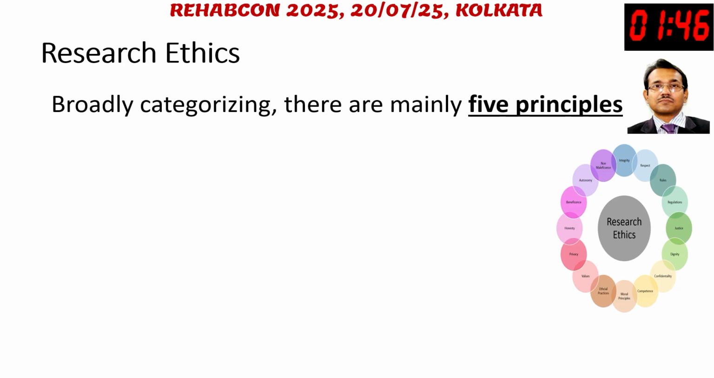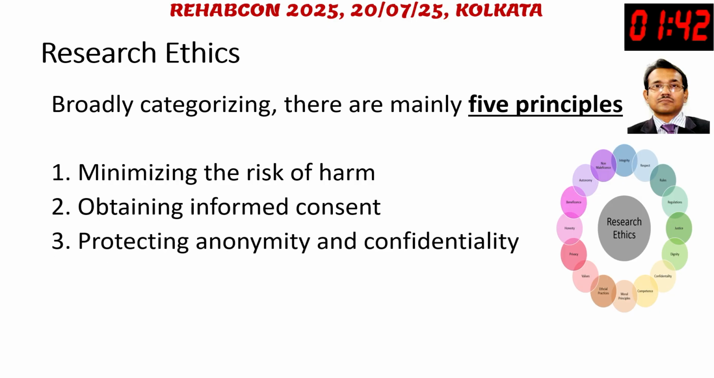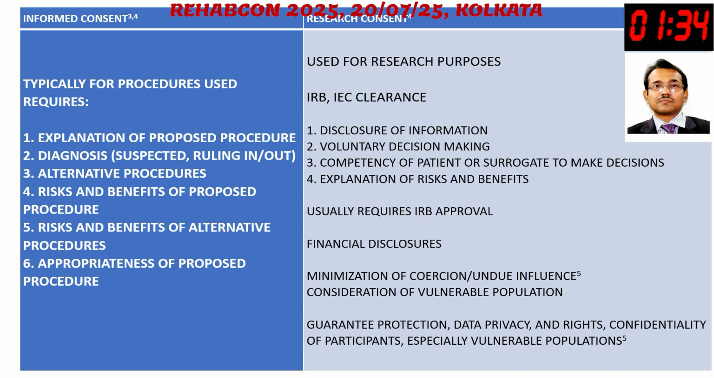Research ethics is broadly categorized. There are 5 principles: minimizing the risk of harm, obtaining informed consent, protecting anonymity and confidentiality, avoiding misleading practices, and providing the right to withdraw.